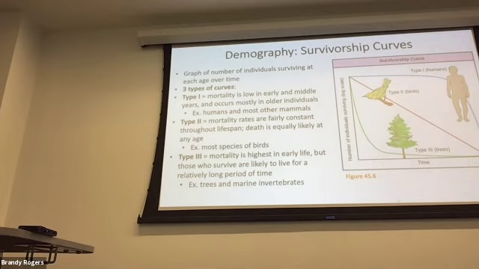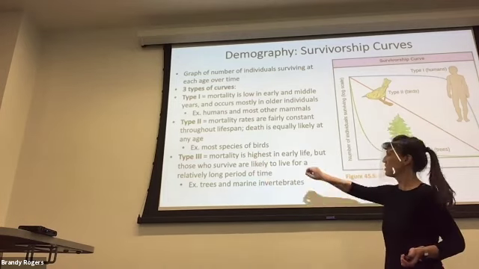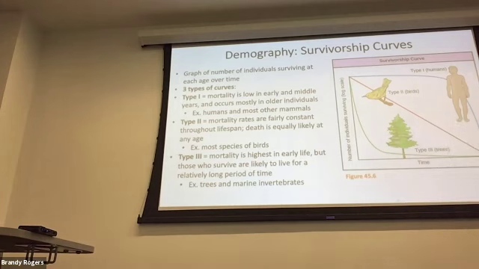All right, so what do you think type 3 is? It's the green one. It's the exact opposite of a type 1, okay? So survivorship is high in the very beginning, and then what happens? Drops off really quickly, okay? So what does this mean? Mortality is highest in early life. So really high infant or juvenile mortality. But if you survive that phase, you are likely to live a relatively long period of time.